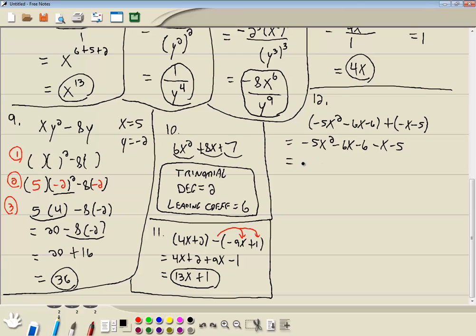And we want to combine together like terms. So we got negative 5x squared. Like terms, same variable to the same power. So here's our x, the first. So negative 6, negative 1 gives us negative 7x. Then combine numbers. Negative 6, negative 5 gives us negative 11. And that's our answer.